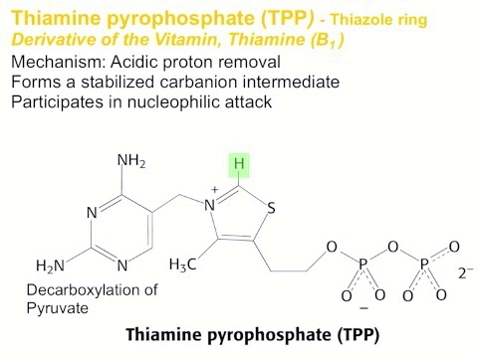The mechanism of action for TPP is an acidic proton removal. This forms a stabilized carbanion intermediate that can participate in a nucleophilic attack. The thiazole ring of TPP acts as an electron sink that stabilizes the carbanion, thus allowing a stable carbanion to form so that it can participate in a nucleophilic attack.